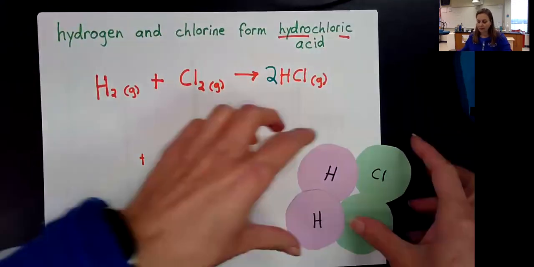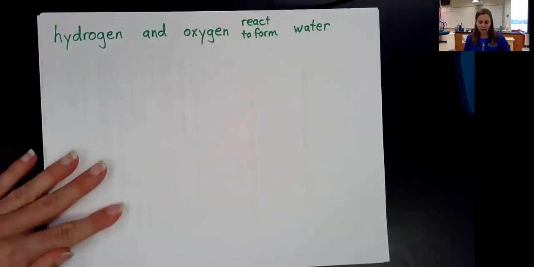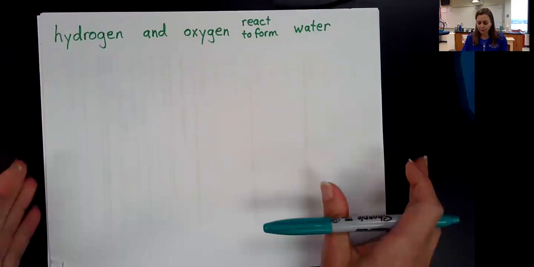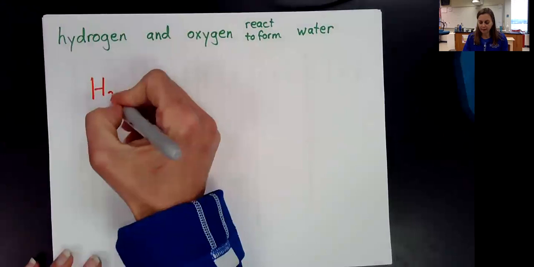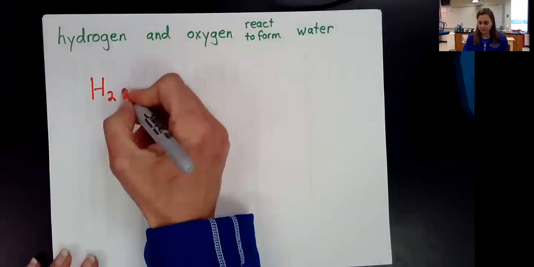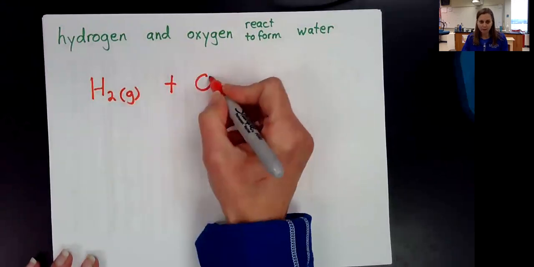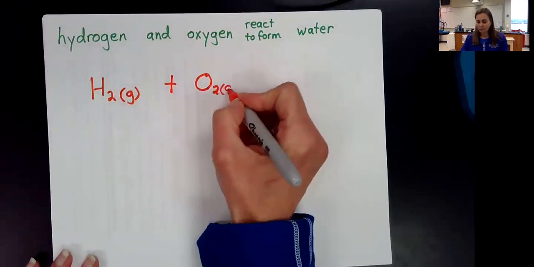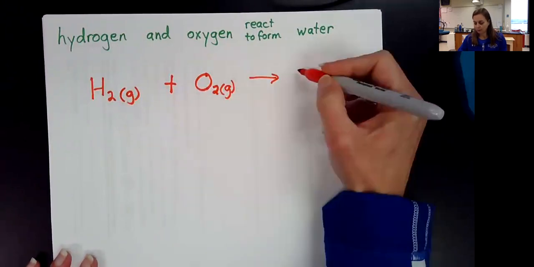And let's take a look at another reaction. So now we have hydrogen and oxygen reacting to form water. So we're going to go through the same process. We're going to write the formula for hydrogen, which is H2, again a diatomic molecule. We know it's a gas. And we're going to write as a plus sign oxygen. So O, also a diatomic molecule, so we need a 2. And that one is a gas. React to form water. Now we know that the formula for water is H2O.